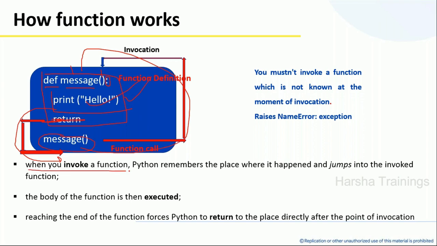When you invoke a function, what is the meaning of invoking? Invoking means calling. Python remembers the place where it has happened. Then it jumps to the concerned location and executes the body of the statements. Reaching the end of the body, it will come back directly to the next statement of the function call. Clear?